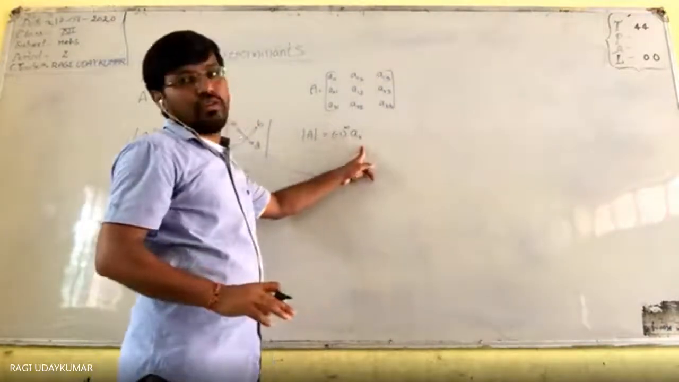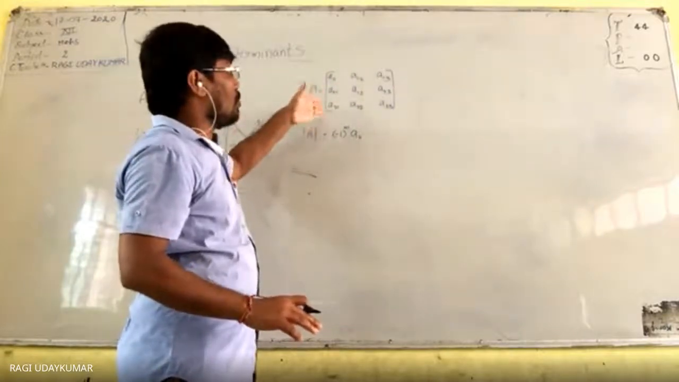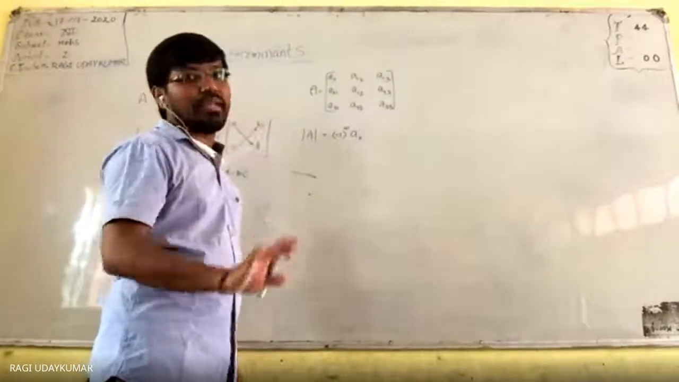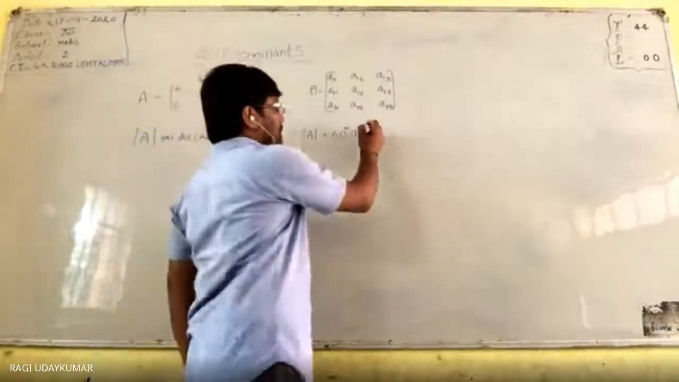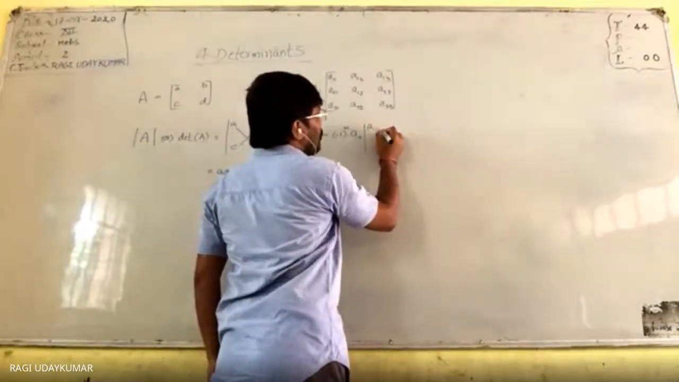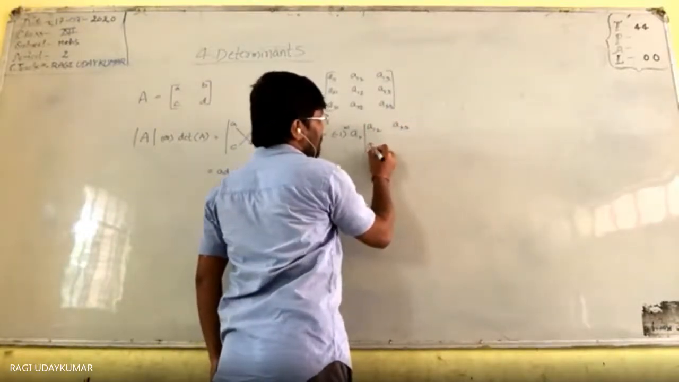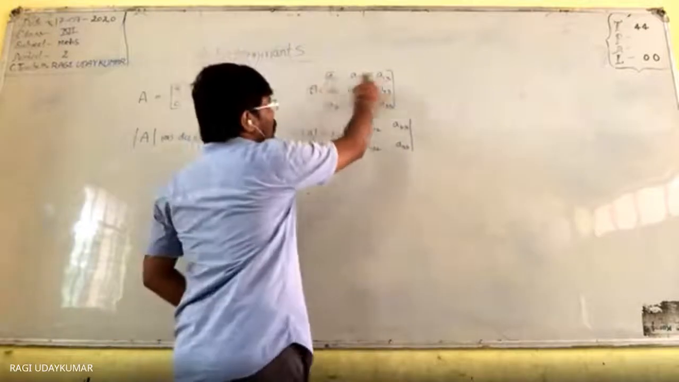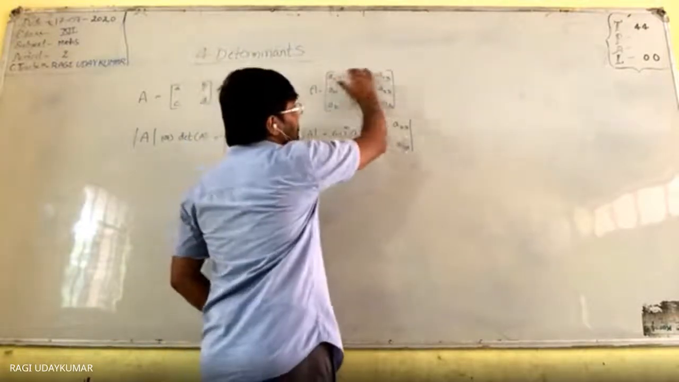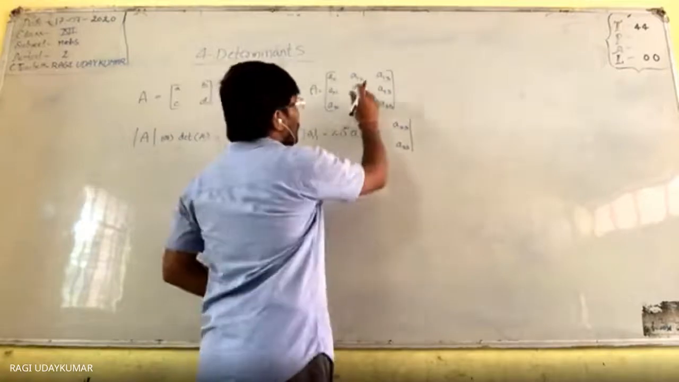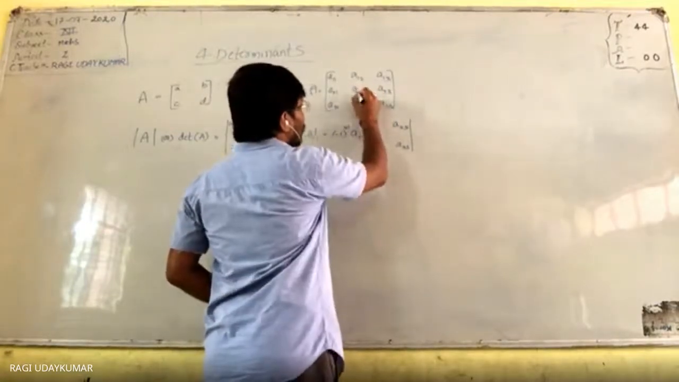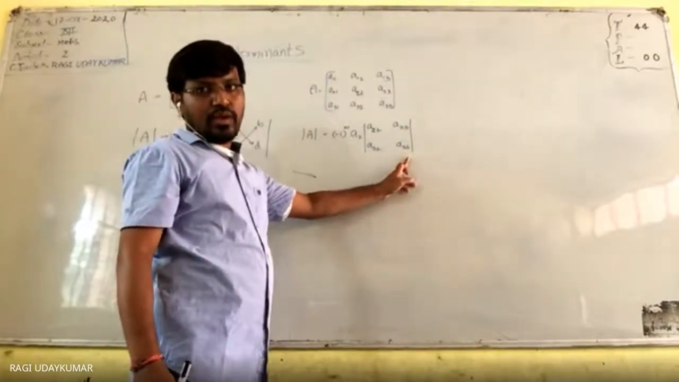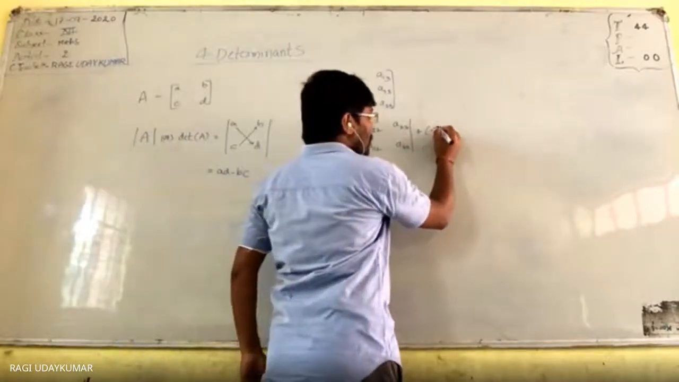A11 into, by deleting this row and column, the determinant of the matrix that you get: A22, A23, A32, A33. See here, this row and this column are deleted. So when it is deleted, the matrix obtained is A22, A23, A32, A33. Okay, plus minus 1 to the power of.